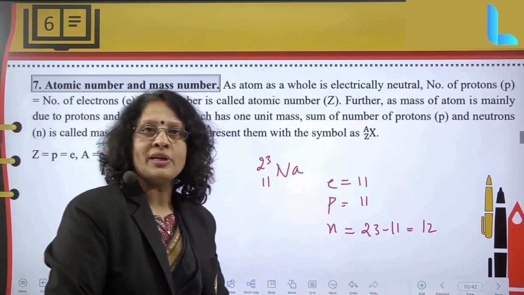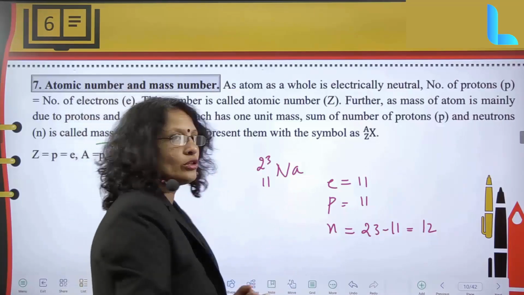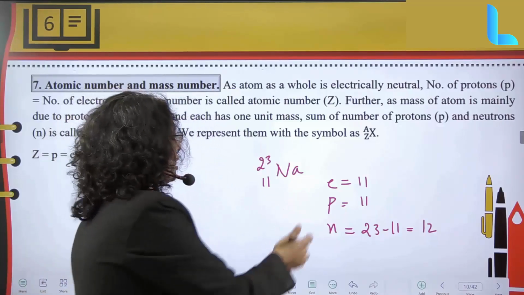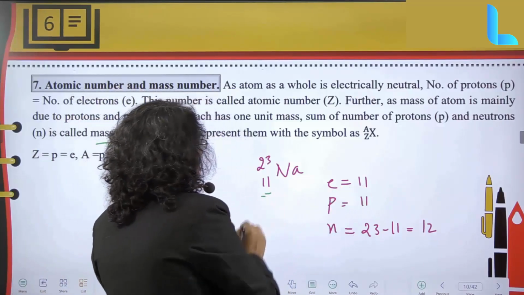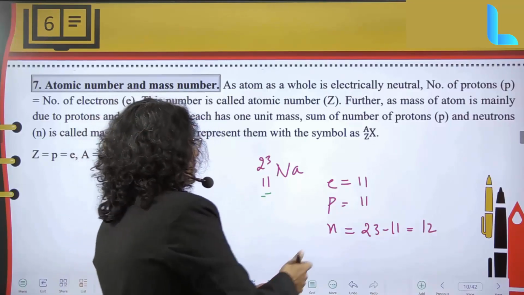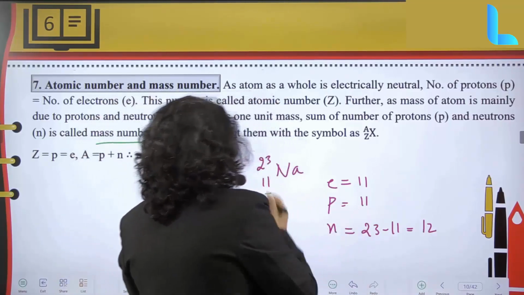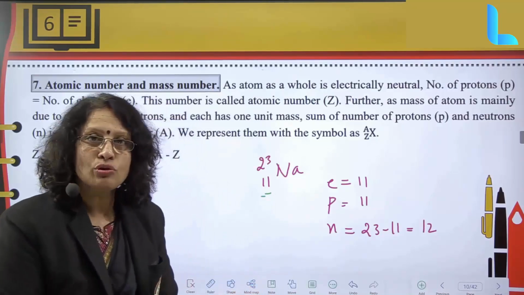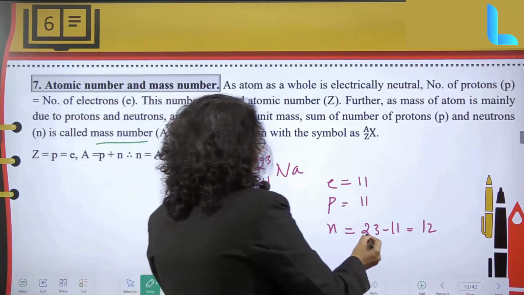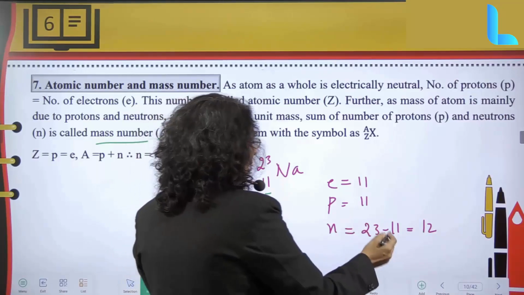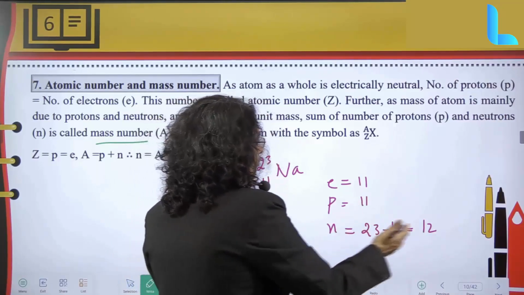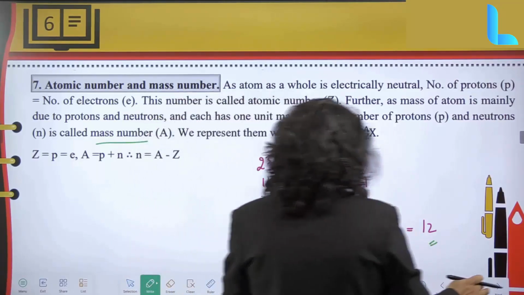How to find the number of electrons? The number of electrons is always equal to the number of protons. So electrons are 11 here. This is because Z is the atomic number, and protons are also 11. But for the number of neutrons, we have to do 23, the mass number, minus the atomic number. If we do, we will get the number of neutrons like this.